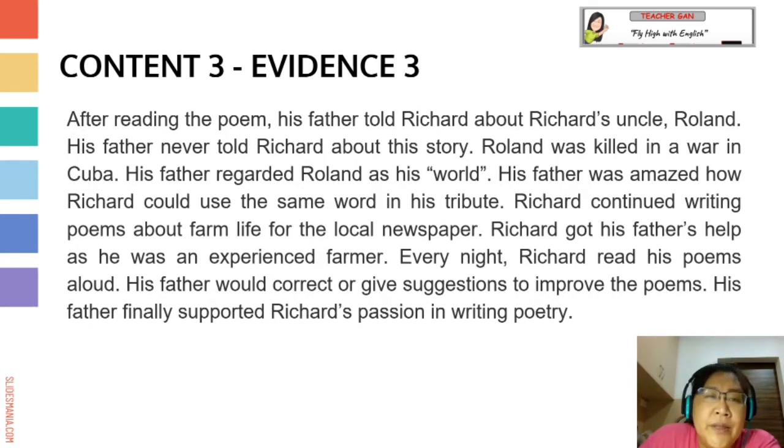Still in content 3, after reading the poem, his father told Richard about Richard's uncle Roland. His father never told Richard about this story. Roland was killed in a war in Cuba. His father regarded Roland as his world. His father was amazed how Richard could use the same word in his tribute. Richard continued writing poems about farm life for the local newspaper. Richard got his father's help as he was an experienced farmer. Every night, Richard read his poems aloud. His father would correct or give suggestions to improve the poems. His father finally supported Richard's passion in writing poetry.